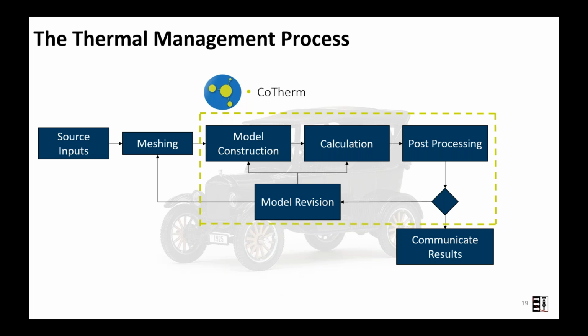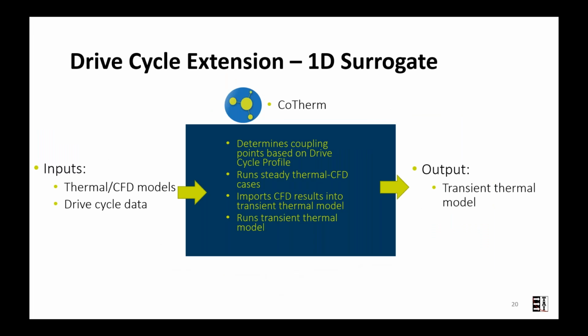All of the methods that I just described were completed in CoTherm, but the following two examples that I'm about to show are already available templates that you could use today. First is the drive cycle extension, which models the 1D surrogate. The inputs that the user provides to this method are the thermal and CFD models and drive cycle data. CoTherm then takes care of determining the coupling points based on the drive cycle profile, running steady thermal CFD cases, importing the CFD results into the transient thermal model, and running the transient thermal model. This gives one output of the transient thermal model.